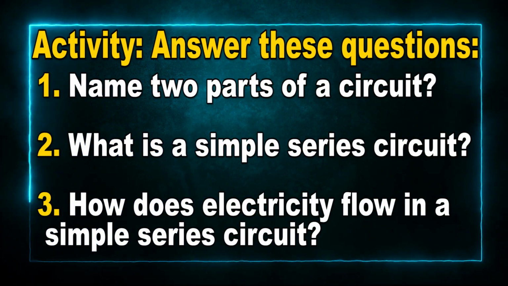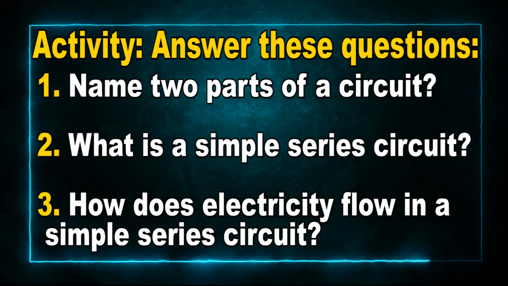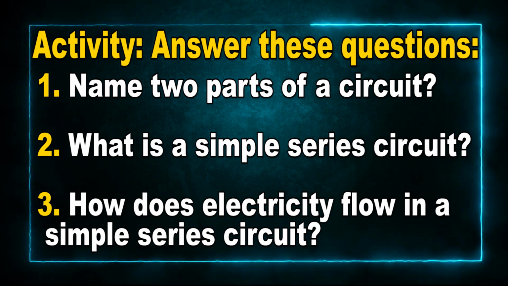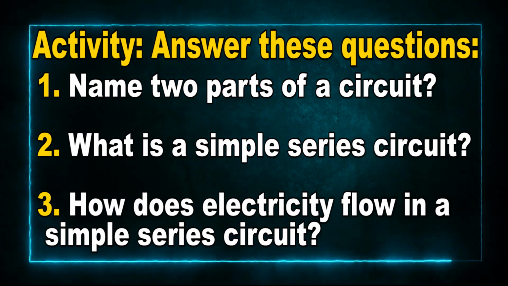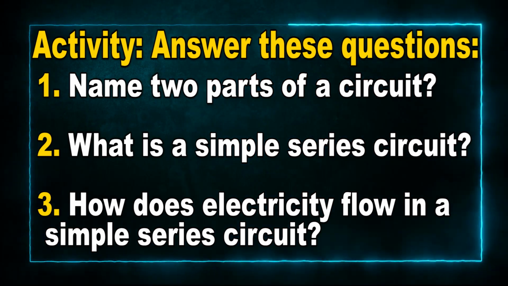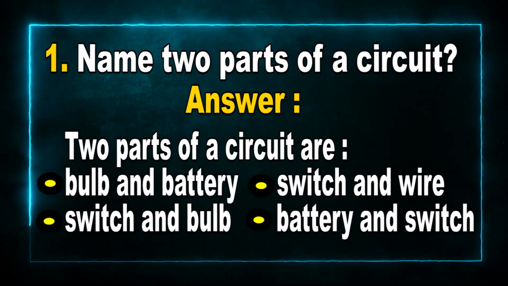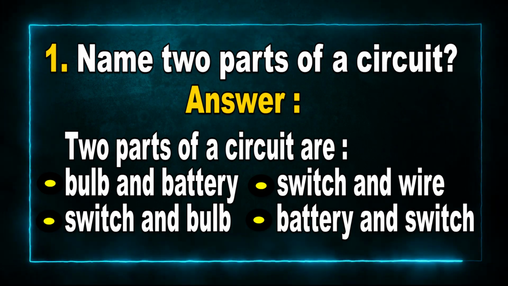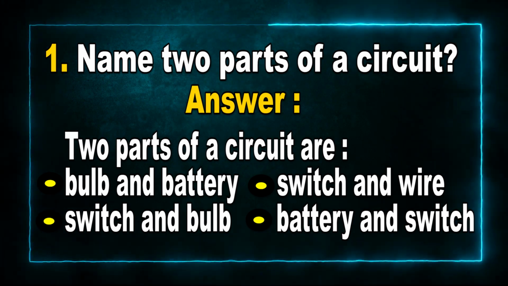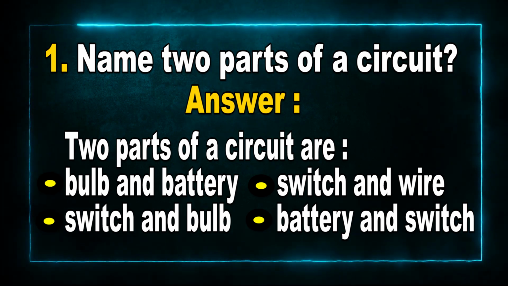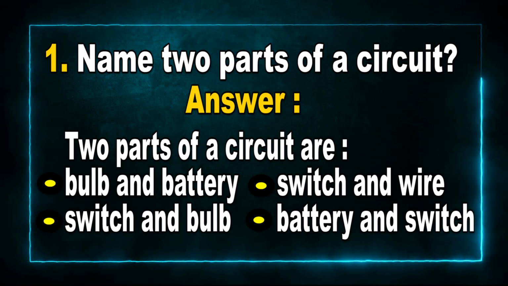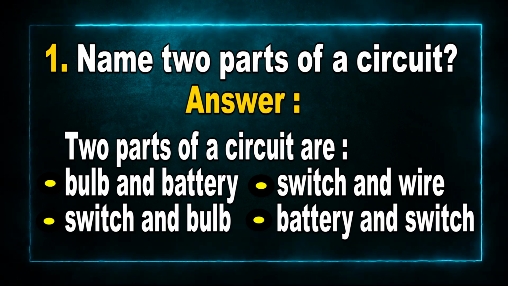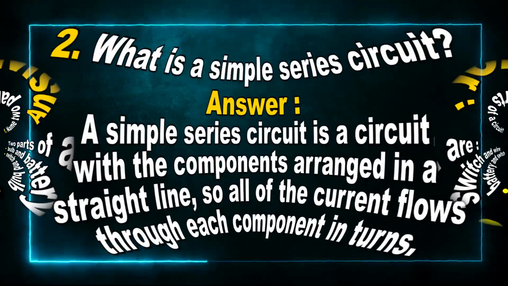Let's look at the first one. Name two parts of a circuit. You could name any of the parts that we would have listed. Now, for two parts, you could either have the bulb and the battery, the switch and the wire, or the switch and the bulb, or the battery and the switch.